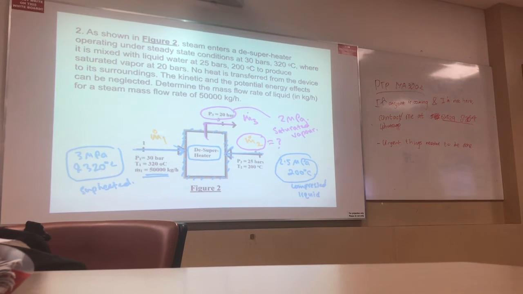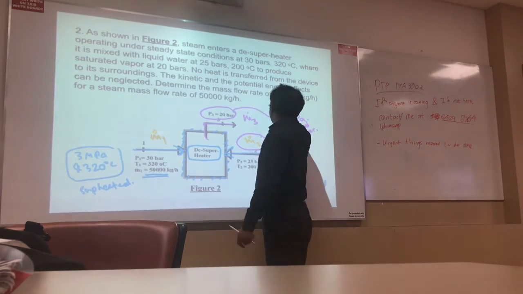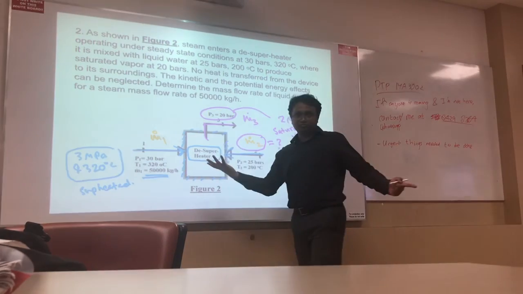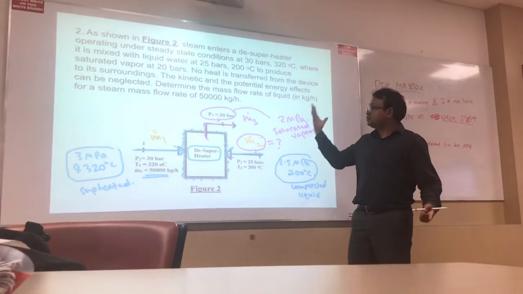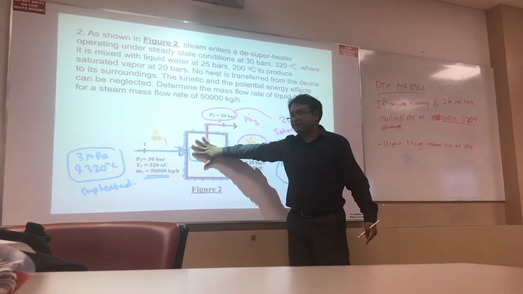Okay, so how can you solve the question? They also mentioned that no heat is transferred from the device to the surroundings. That means heat from here to the surroundings is 0, Q out is 0. So this is the control volume, correct? And what can we write?